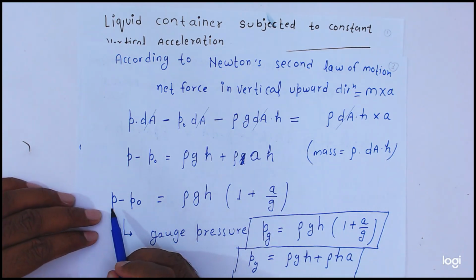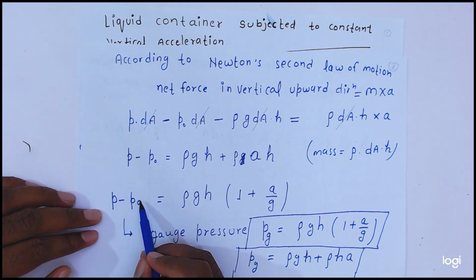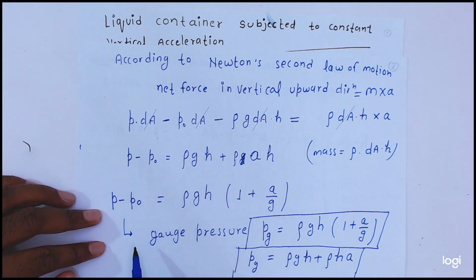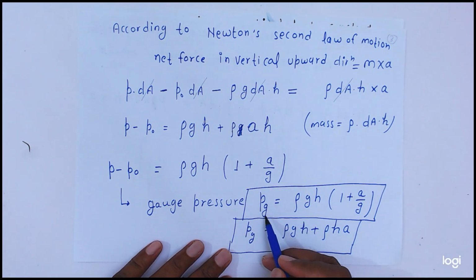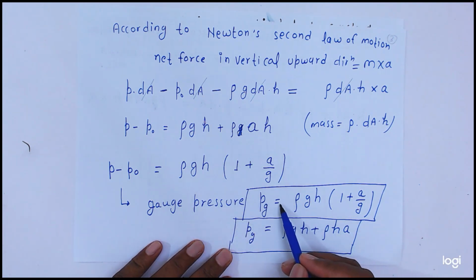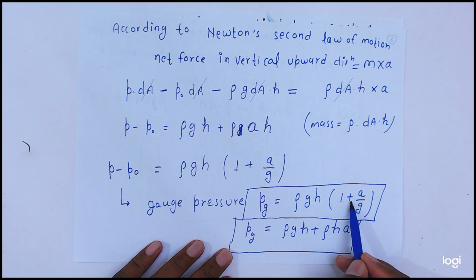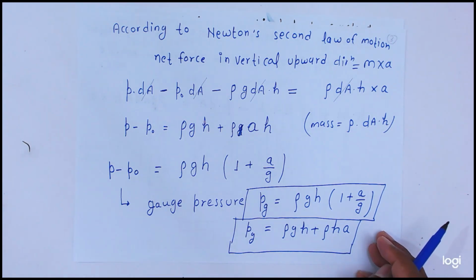Friends, we know that P is the liquid pressure and P naught is the atmospheric pressure. So P minus P naught, what is it showing? It is just showing gauge pressure. So it is a gauge pressure Pg. We can say Pg is equal to P minus P naught equal to rho g h (1 plus a by g). Or we can say the same thing, Pg is equal to rho g h plus rho h a. Getting friends? Is it clear?